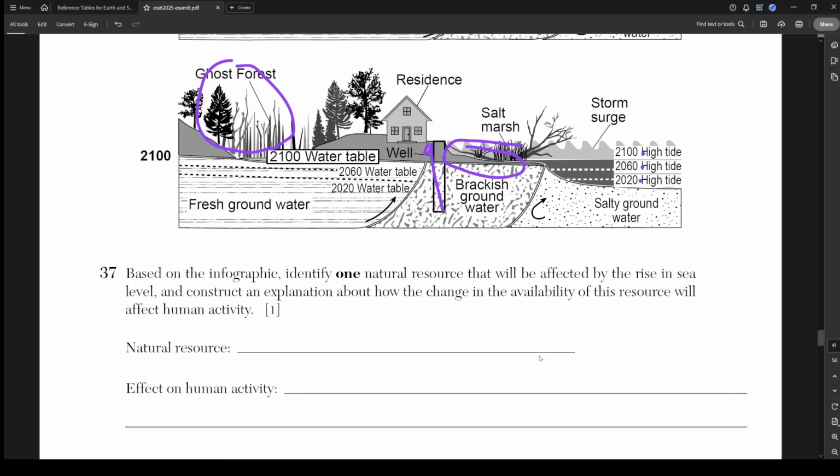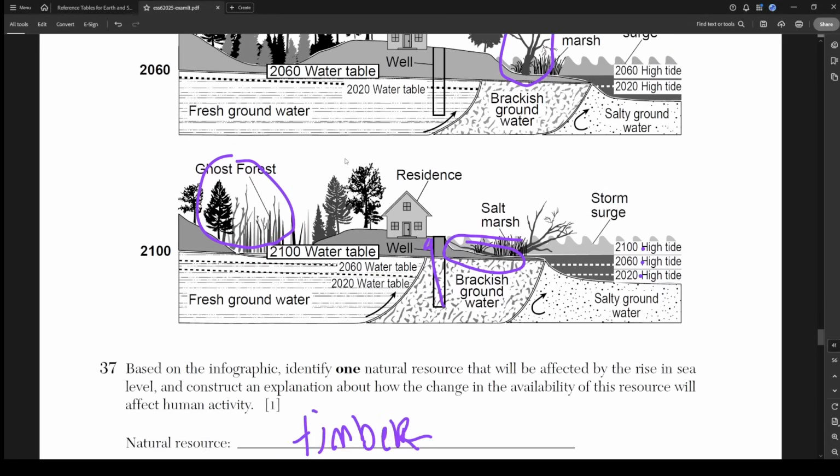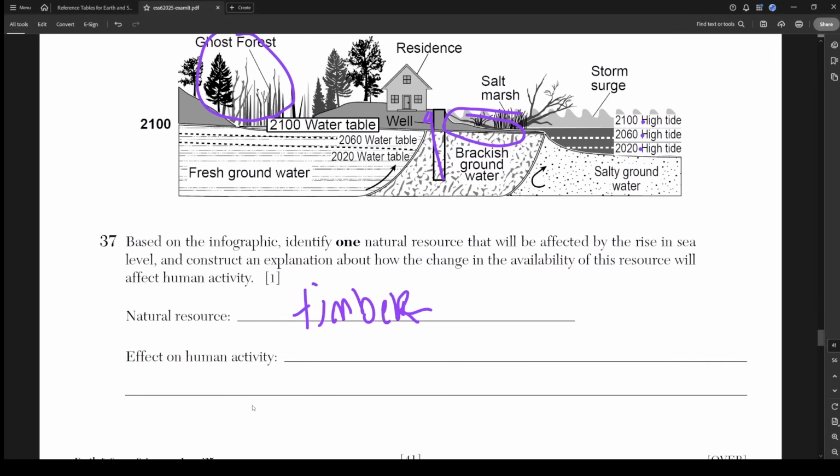Oh, okay. So we said timber. Remember? They said that since the ghost forests are not going to be able to, the forest's not going to be able to grow right, that's really going to affect the timber. Effect on human activity, less supplies. Change how the availability of this resource will affect human activity. Less supplies to build. I feel like that's good. Right? Yeah, I like that. So that was pretty easy, honestly.